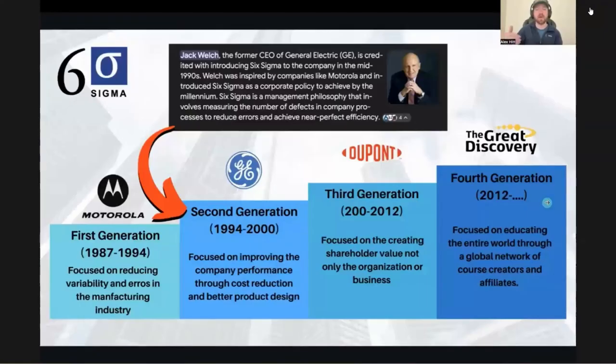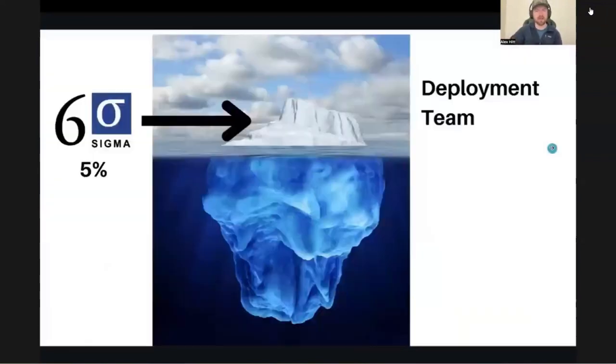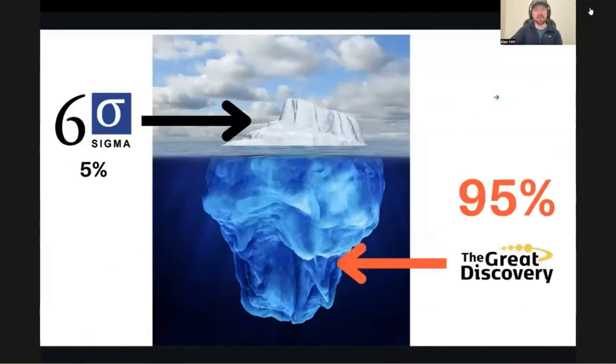And how this came about was, back in the 2nd generation, Jack Welch, CEO of GE, and Michael J. Harry, co-creator of Six Sigma, were talking. And Michael J. Harry asked Jack Welch, Jack, what do you not like about Six Sigma? I know you love it, but what do you not like about Six Sigma? And Jack Welch, CEO of GE, said, well, Six Sigma is only for the top 5%. They call it the deployment team. Jack Welch said, what about the other 95%?